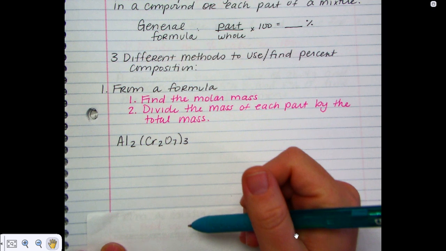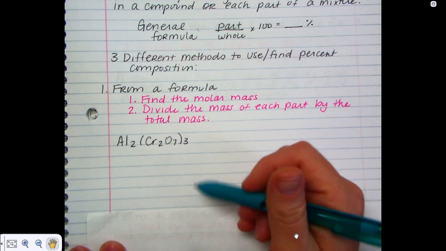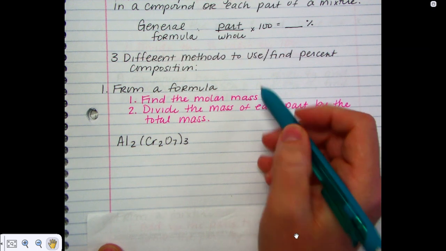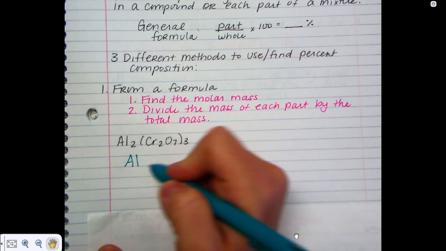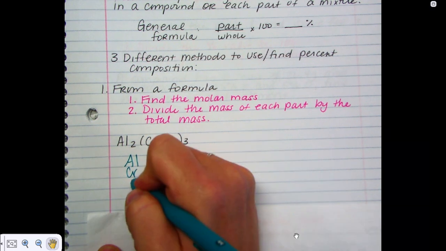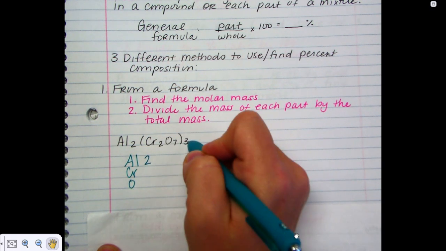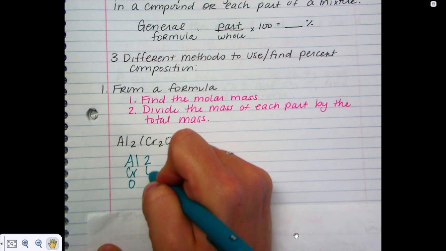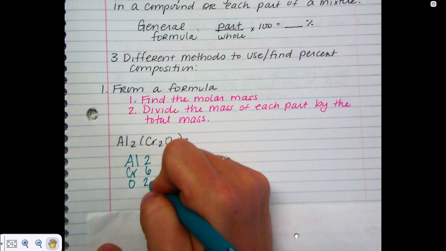So what's my formula here? This is aluminum dichromate. So I'm going to find molar mass, which we already know how to do. Break this down into the parts. I have aluminum, I have chromium, and I have oxygen. How many aluminum do I have? I have 2. How many chromium? 3 times 2, I have 6. How many oxygen? 3 times 7, I have 21.